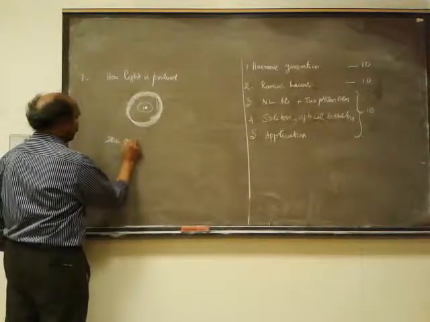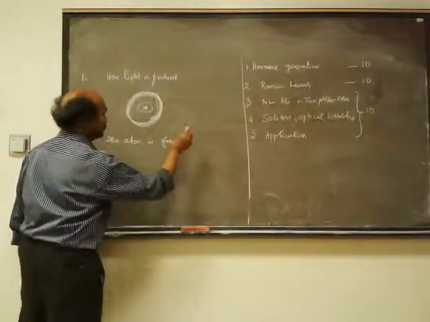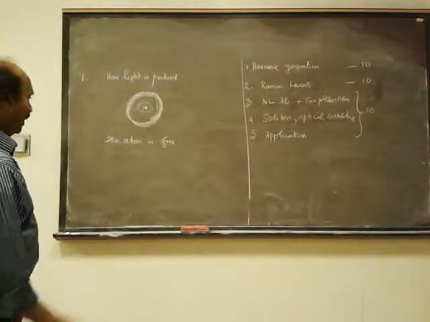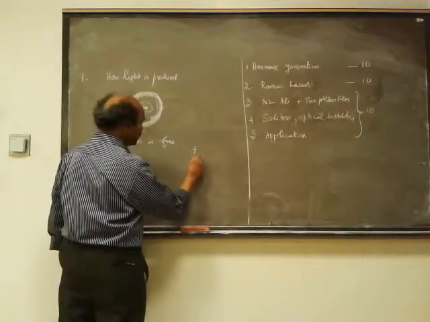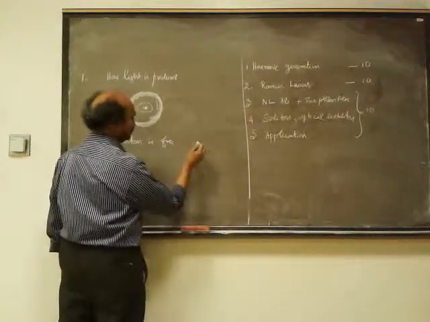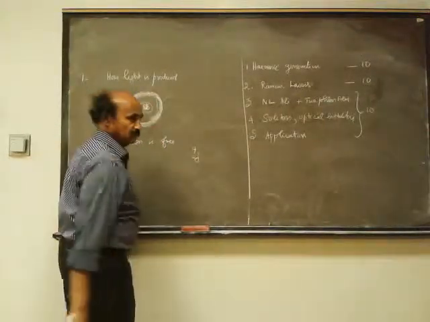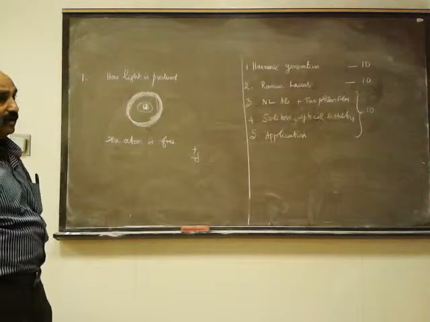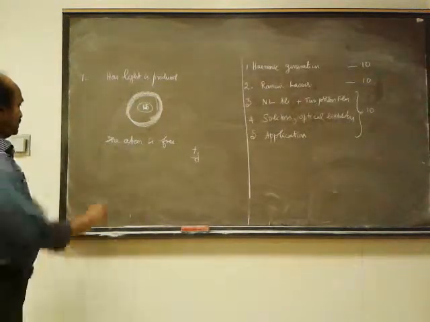The atom is free. There is nothing disturbing it. Under this condition, center of positive charge will coincide with the center of negative charge. Positive and negative will be sitting on it. That is what you mean by neutral. Neutral. Understand? This is step 1.